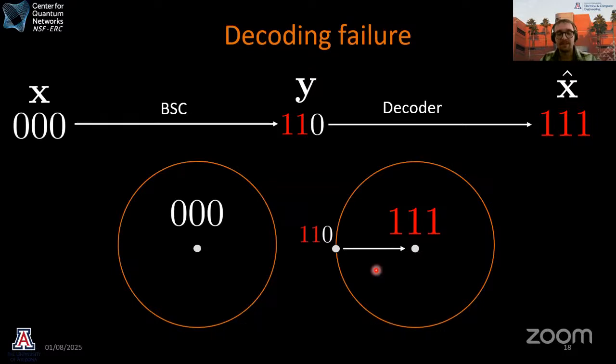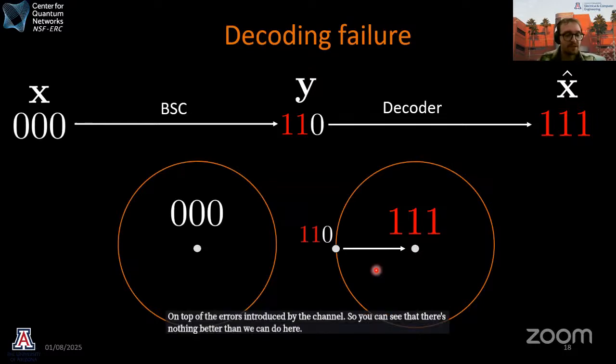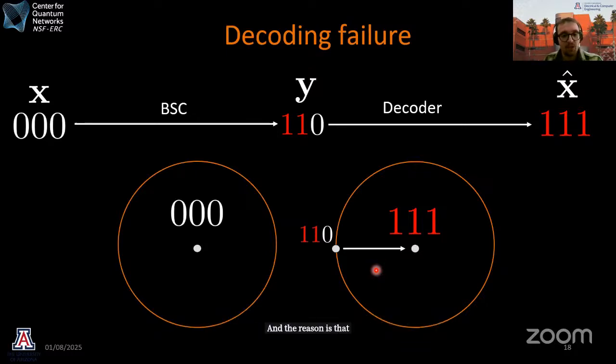So you can see that there's nothing better that we can do here. And the reason is that the 3-bit repetition code can only correct one error because it has minimum distance 3. And as soon as we have two errors, then the maximum likelihood decoder cannot correct errors anymore. And there's nothing else we can do other than increasing the minimum distance of the code.